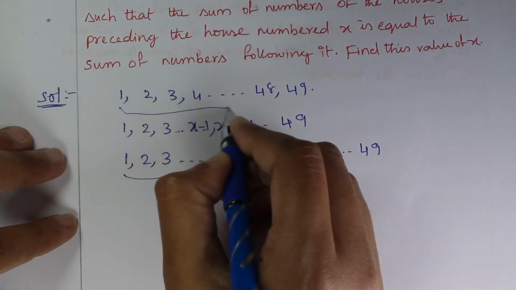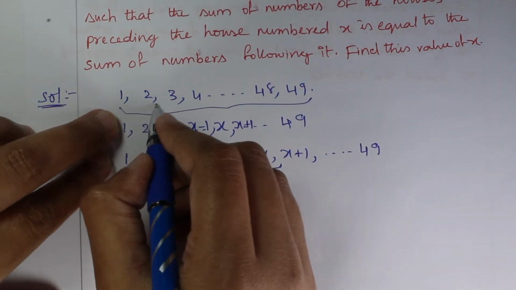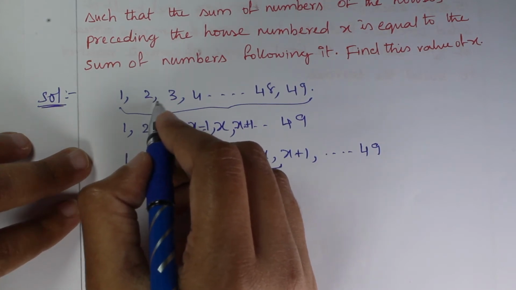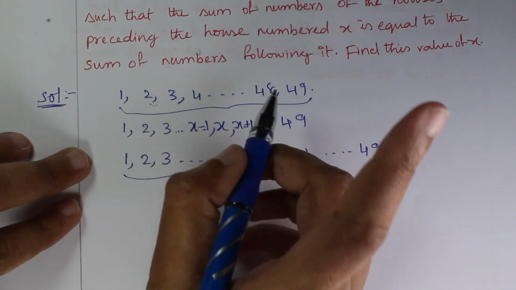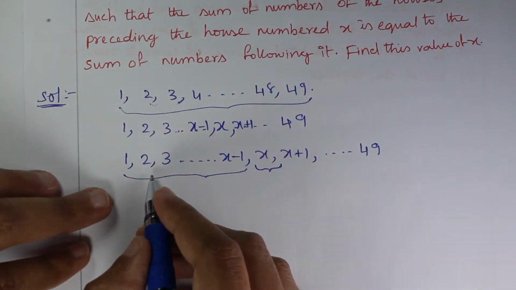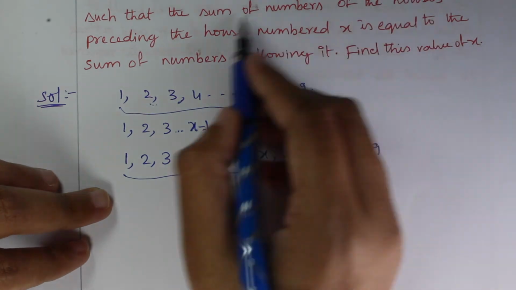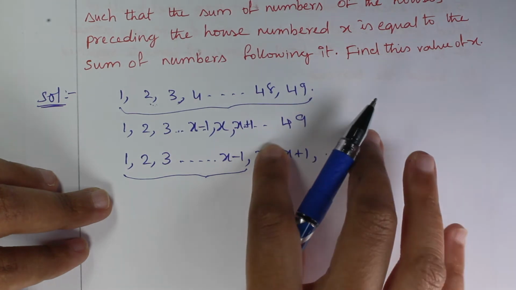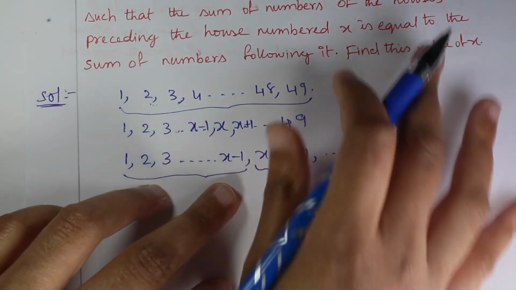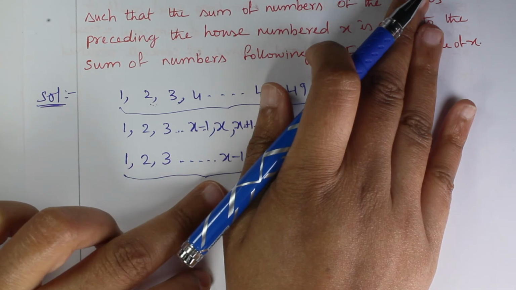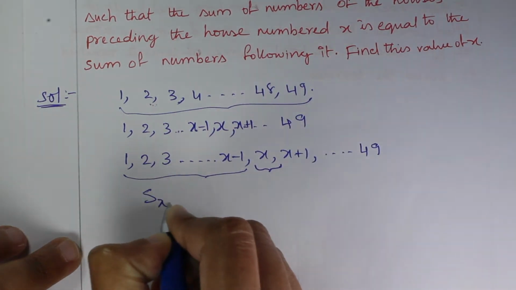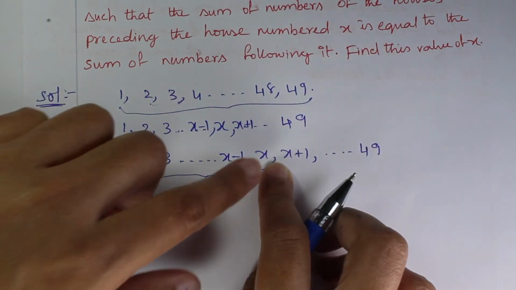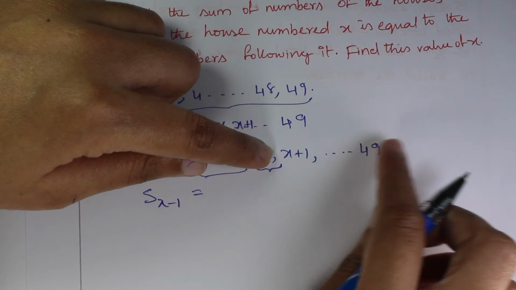First of all, this series is in arithmetic progression, right? Because every number is getting increased by 1, and the difference between any two consecutive numbers is 1. So this is an arithmetic progression series. He is asking that the sum of the numbers of the houses preceding the house numbered x, which is S of x minus 1, is equal to the sum of the numbers following it, that is the sum of the house numbers from x plus 1 to 49.